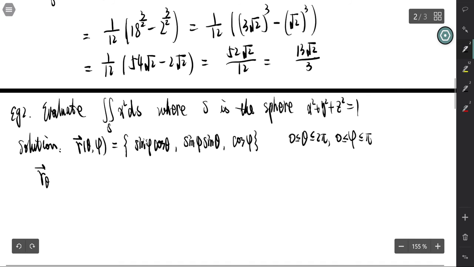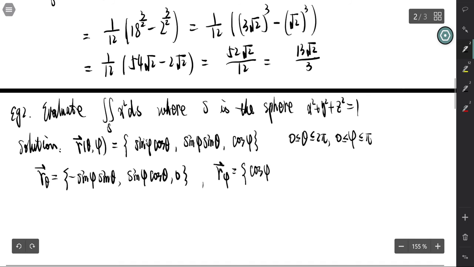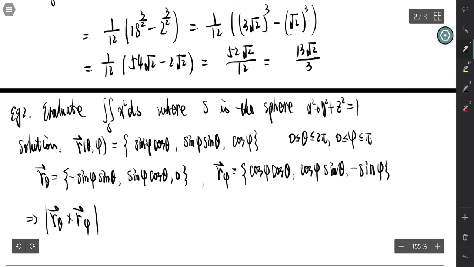And we have to compute r theta and r phi. r theta is negative sine phi sine theta, sine phi cosine theta, and 0. And r phi is cosine phi cosine theta, cosine phi sine theta, and negative sine phi. So the length of r theta cross r phi, we already know from the last video, is sine phi. Last video there was a square, but now a is 1, so it is just sine phi.